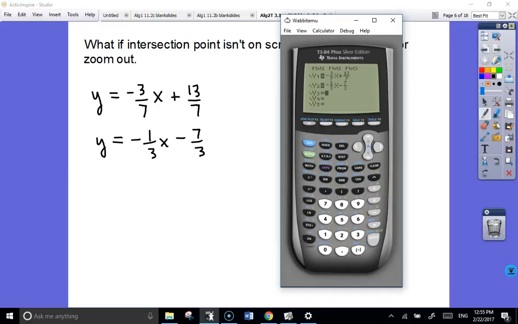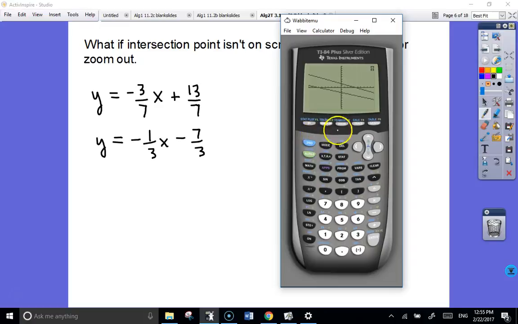What would it look like if they weren't going to have an intersection? They would have the same slope, right? Or if it's the same line, at this point, we wouldn't enter the same line on y1 and y2. I think we would know at that point that it's the same line. But now when I hit the graph, there's one line, and there's the other line, and they're not intersecting. So again, this is what happens if you try to find the solution when the intersection point is not on the screen.